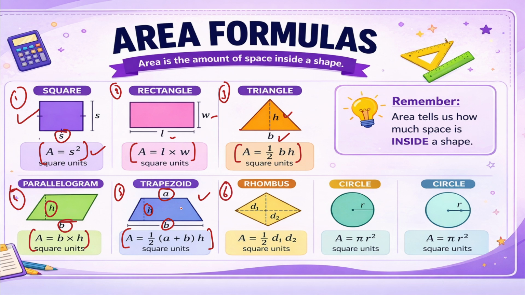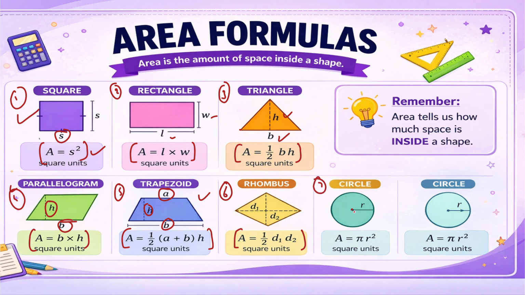The shape is a rhombus. If we join opposite points of the rhombus, then you will get diagonals. To find the area, you just multiply these two diagonals. So 1 by 2 times d1 into d2, that is the formula for the area of a rhombus. And finally, the last shape is the circle.